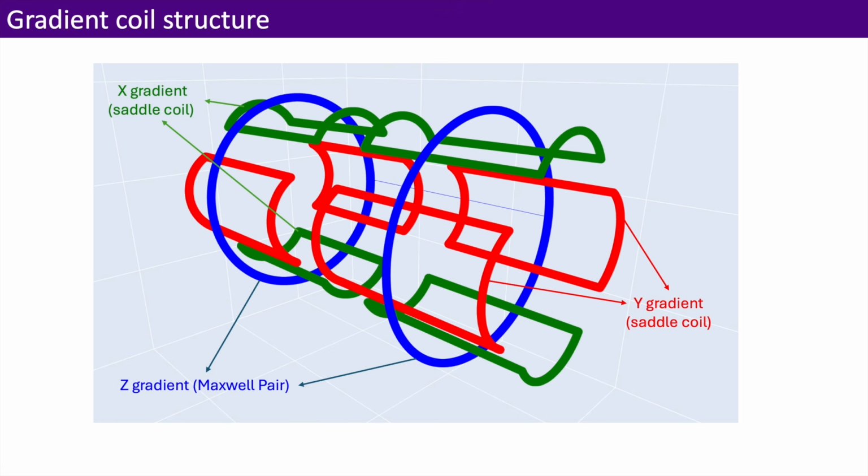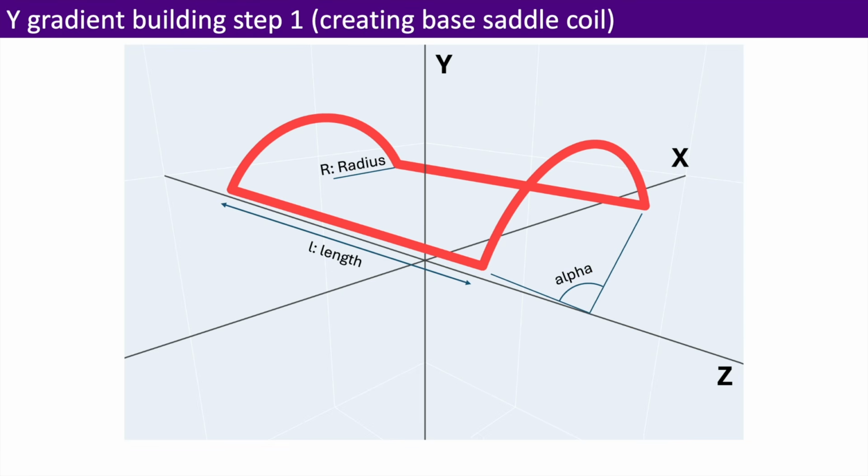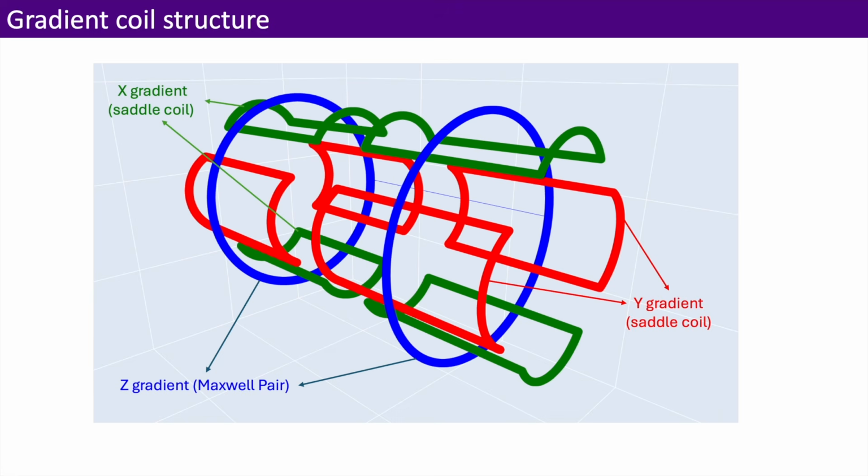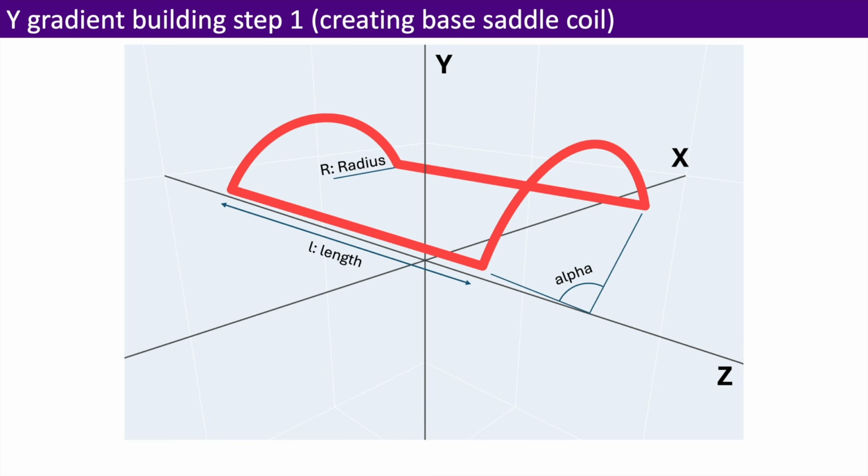So now let's see step by step how we can create the Y gradient, then the X gradient, and then the Z gradient. The first step in creating the Y gradient is to create a base saddle coil, because as we see here, the Y and X gradients are composed of 4 saddle coils, but each of them itself is the same. So we create the base saddle coil in the first step with given radius, length, and alpha, which is the angle.